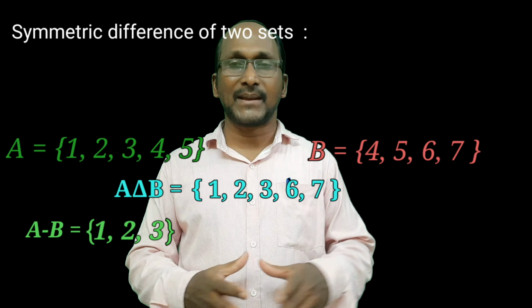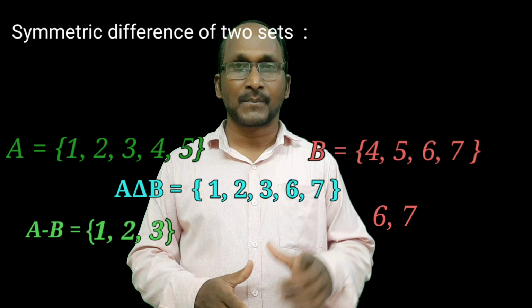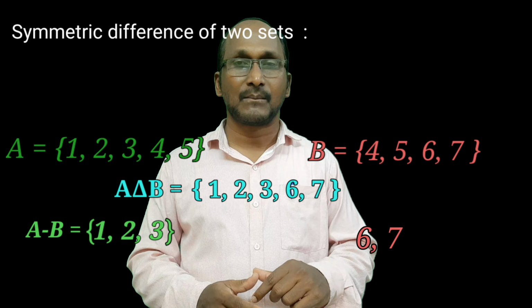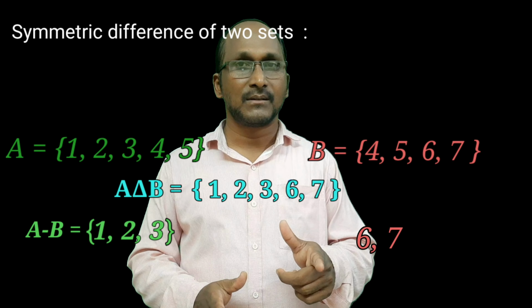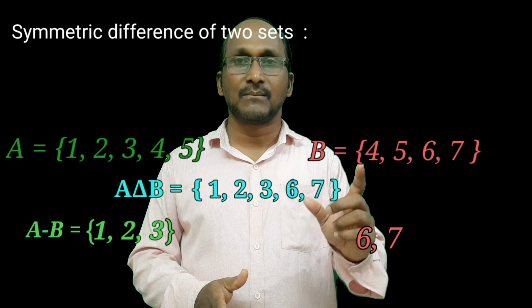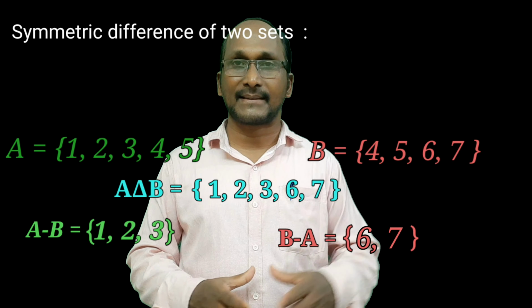And you take the remaining elements 6 and 7. These two elements belong to the set B but not to A. So the elements 6 and 7 belong to the set B minus A.